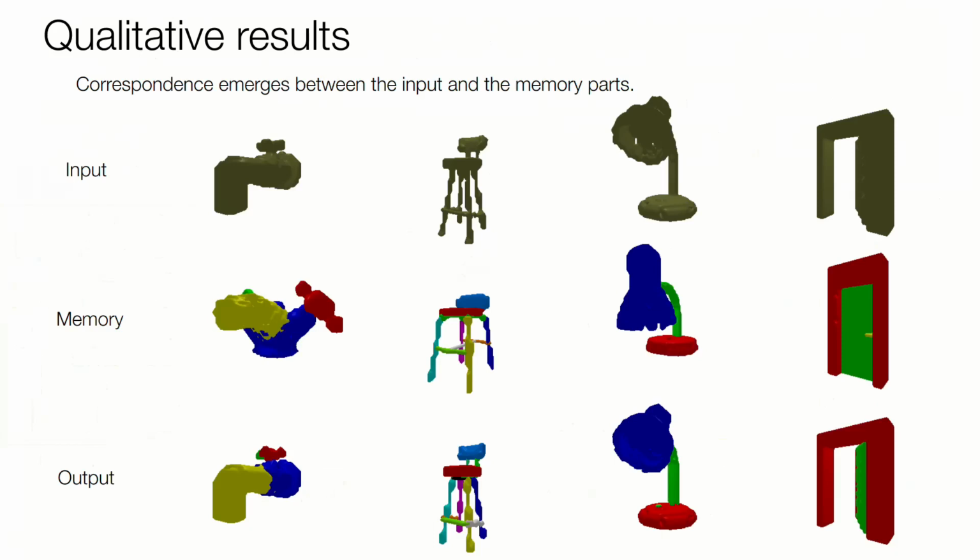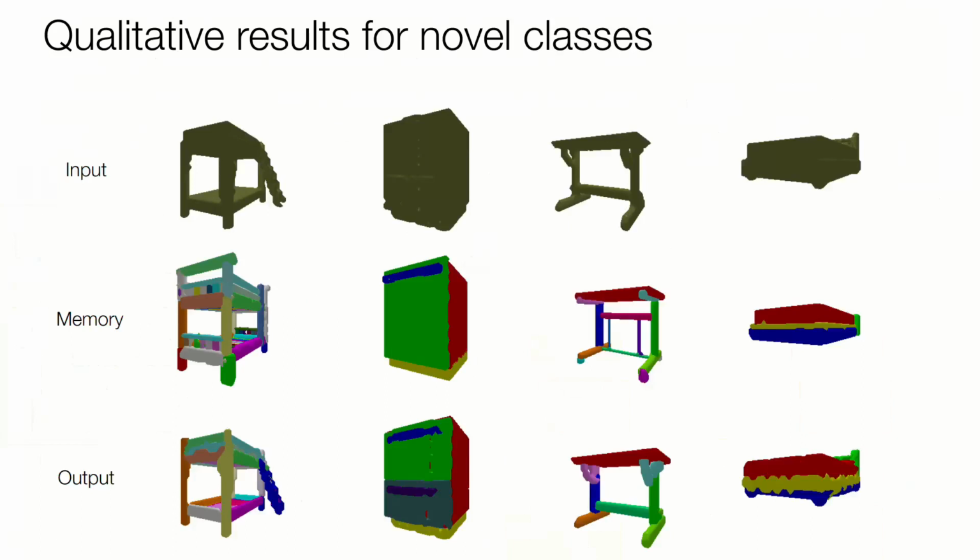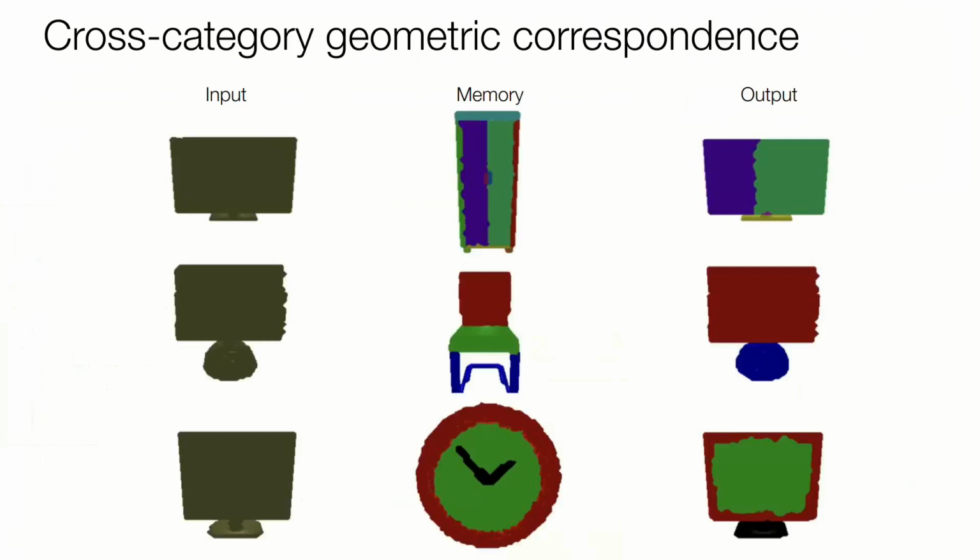Qualitatively, we observe that analogical networks learn fine-grained correspondences between parts of the input and the memory, which are visualized here with the same color. When there is no corresponding memory part to explain an input part, as with regions with black color in the third column, scene-agnostic queries are decoded, as seen in the fourth column. Analogical networks generalize cross-scene correspondences to objects of novel classes as well. Here, we visualize results without fine-tuning on novel classes. Additionally, analogical networks can find geometric correspondences between objects of different categories.